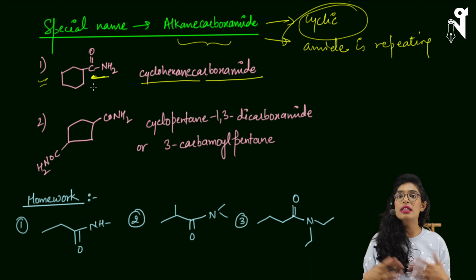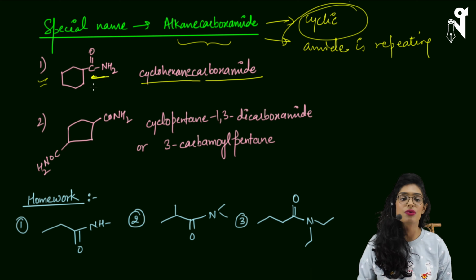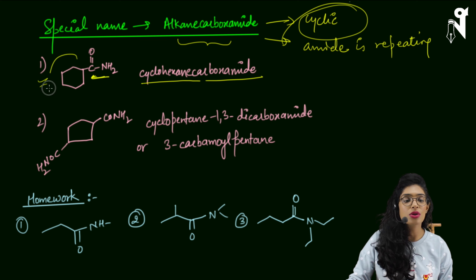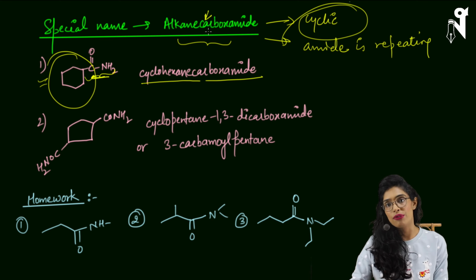Okay, so we will not be counting the carbon in case of the special case. Wherever we are applying the special case, we will not be counting the carbon of the amide for the principal carbon chain. So this is my principal carbon chain, and this group will be called carboxamide. So carb is already there, that means the carbon of the amide has already been taken care of.